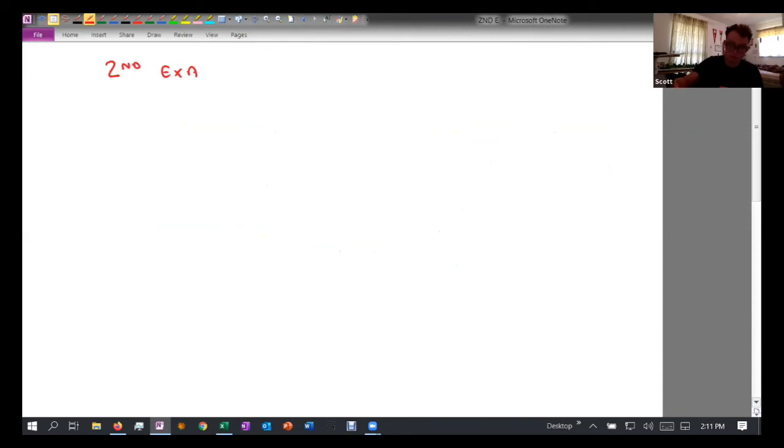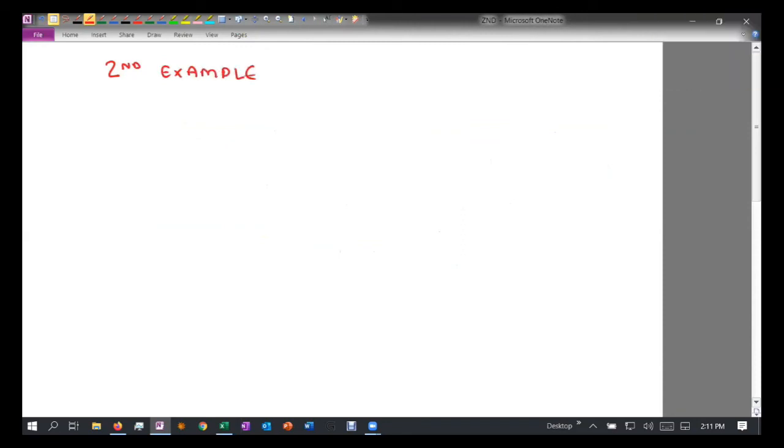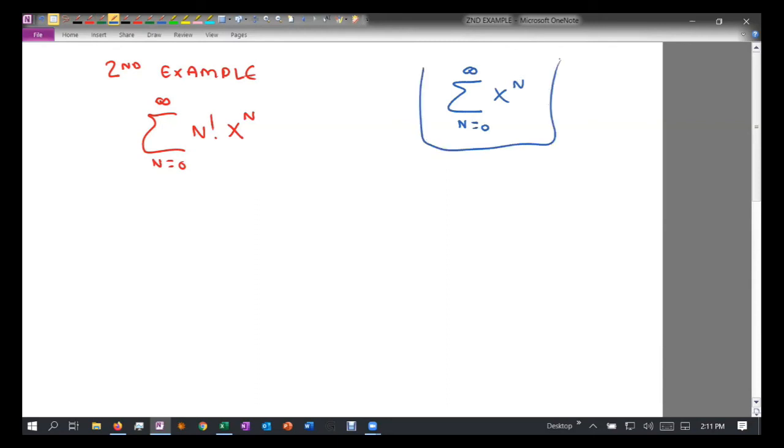All right, so let's take a look at a second example. There's a new power series: the sum from n equals 0 to infinity of n factorial times x to the n. Next to this, I'm going to write the example we just did so that you can see the difference. That's what we've already looked at. So what's the big difference here? The n factorial, right?